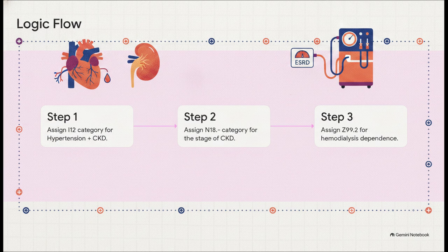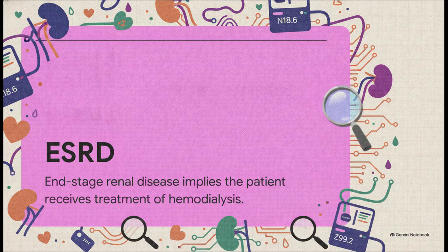Step 2. Once you've established that I12 combination code, you absolutely must assign a code from the N18 category to identify the specific stage of the CKD. In our patient's case, that stage is ESRD, which gives us N18.6. And finally, step 3, we assign Z99.2 for the documented hemodialysis dependence. Do you see how each code completely relies on the previous one to paint the full picture? You literally cannot have step 2 without step 1, and step 3 provides that absolutely crucial final detail of the patient's current treatment status.